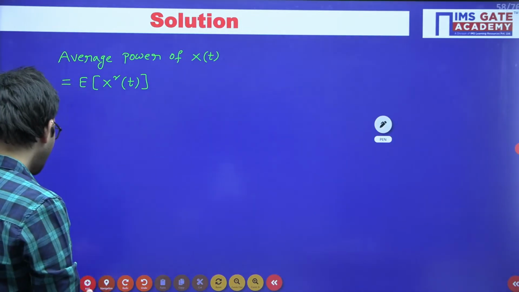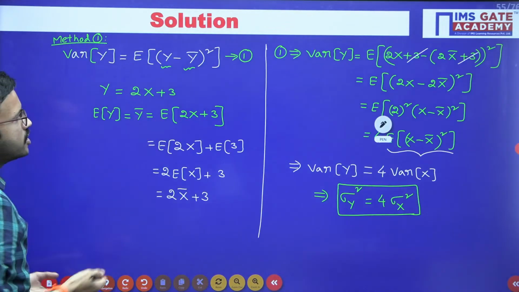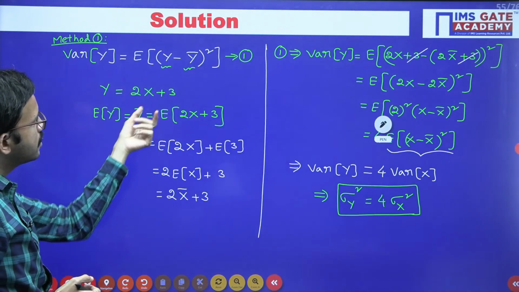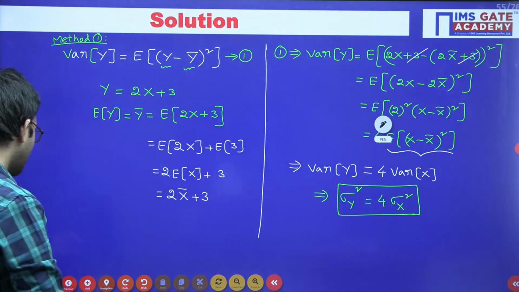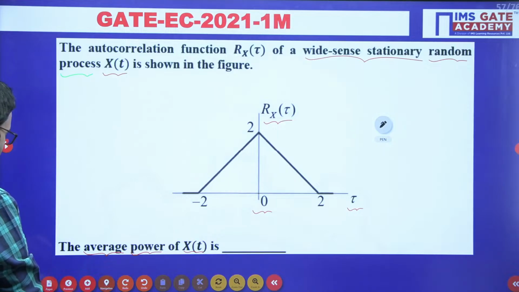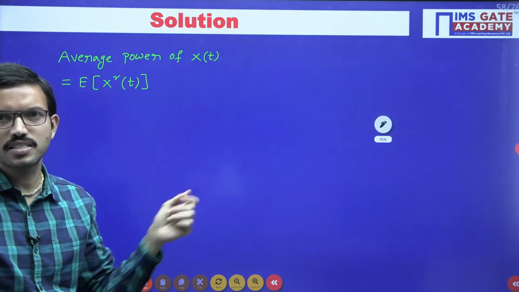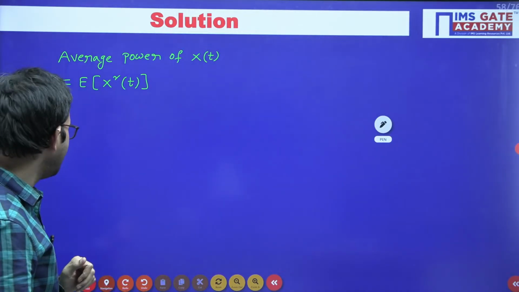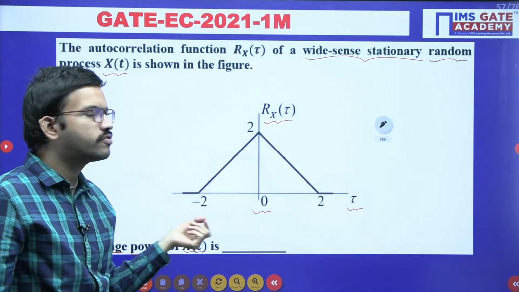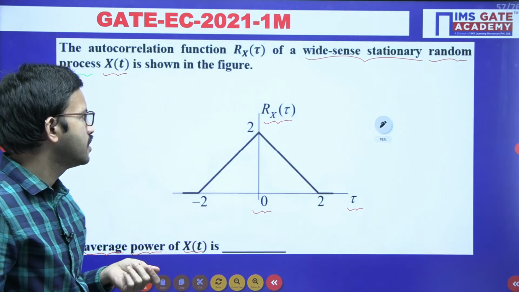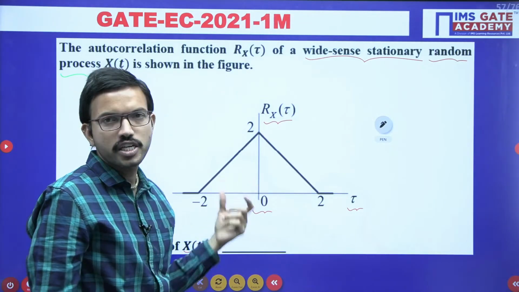Just like in the earlier question where we got the variance formula in terms of expectation, and calculated y bar and substituted, and accordingly did the simplification. In a similar way, if you have x of t, we could have substituted and done the simplification. But surprisingly, in this question they haven't given anything regarding the x of t equation, but they have given the clue. What is the clue? They have given the autocorrelation function.